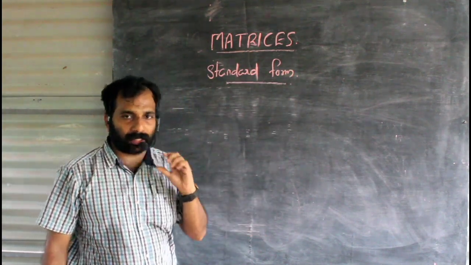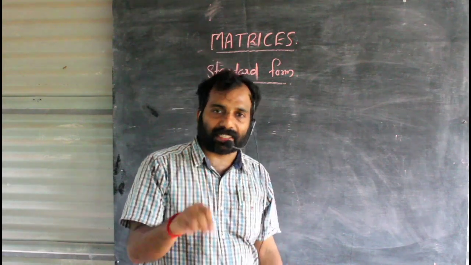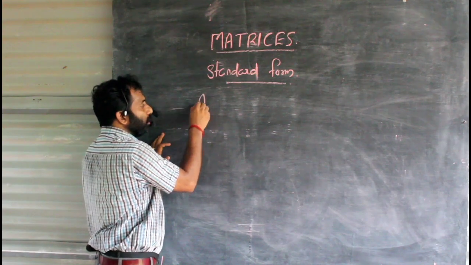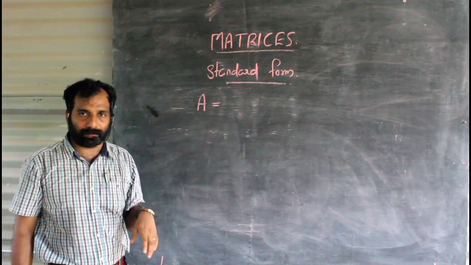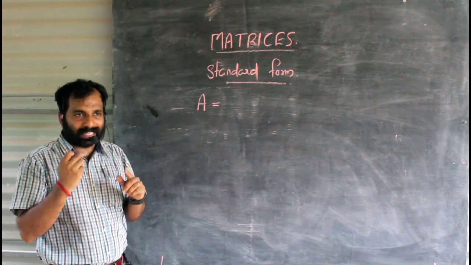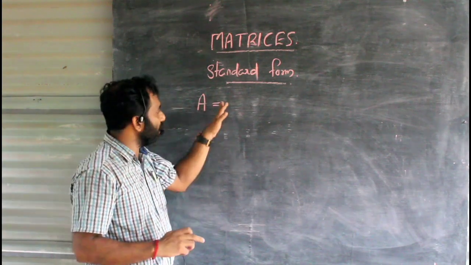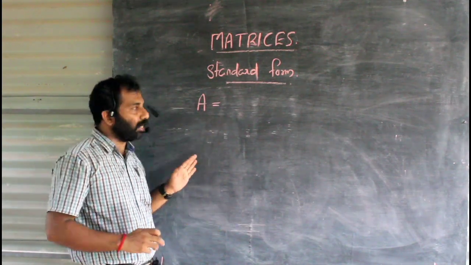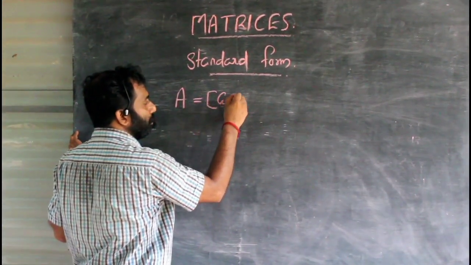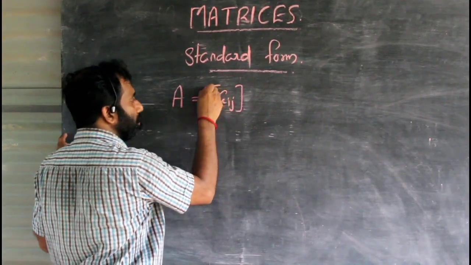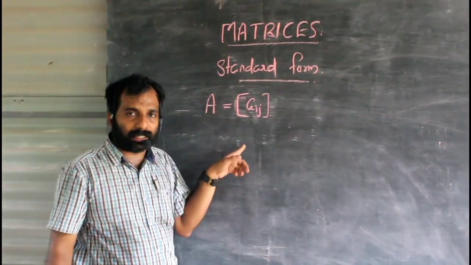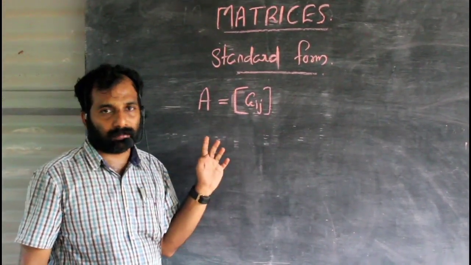Or how can we represent a matrix in standard form? We know that we usually denote matrices using capital letters of the English alphabet. And we see that the elements, or the numbers or functions in the matrix, are called elements. These elements are uniquely represented by Aij. This Aij represents the elements in the matrix.